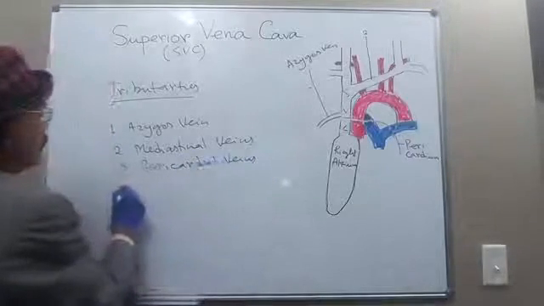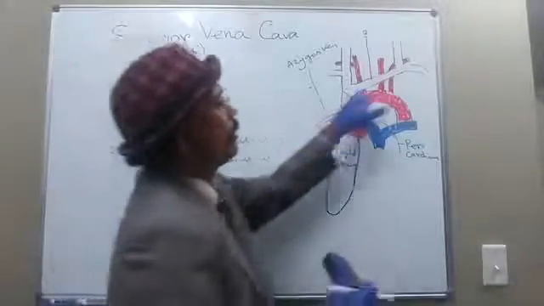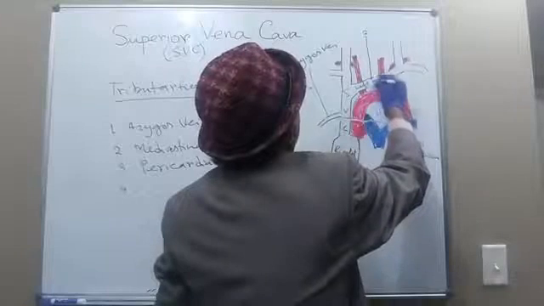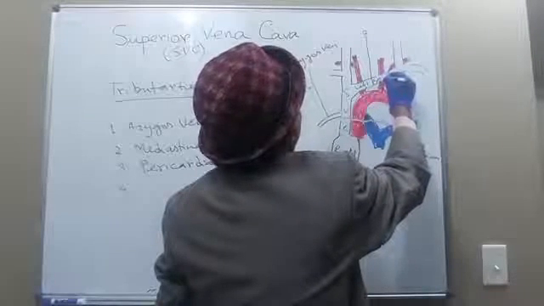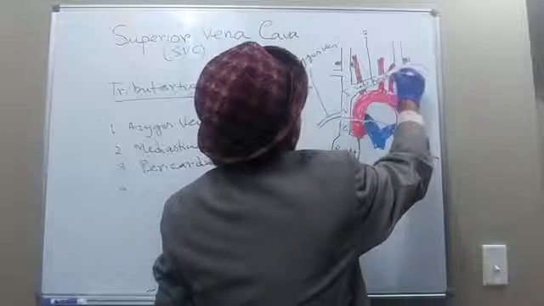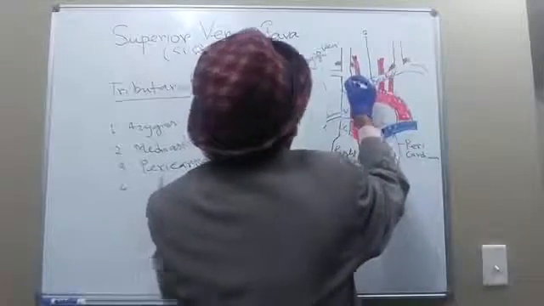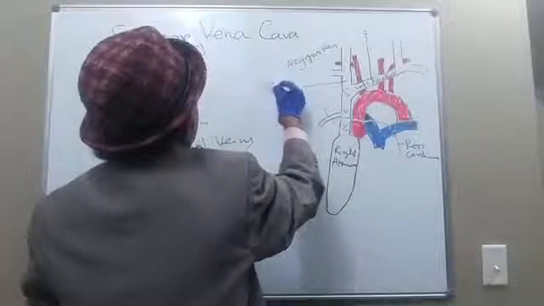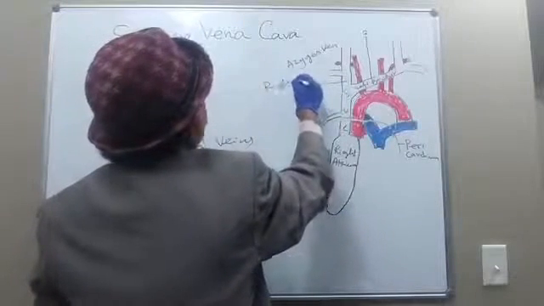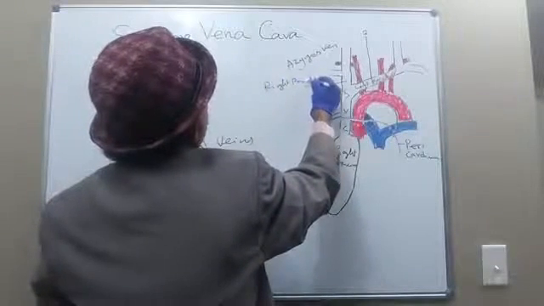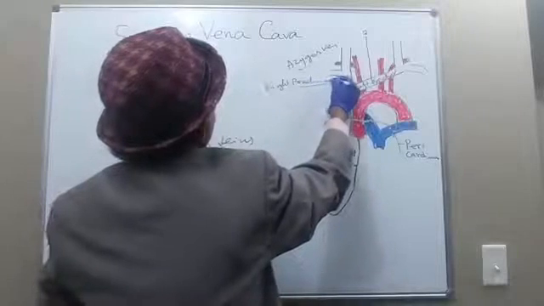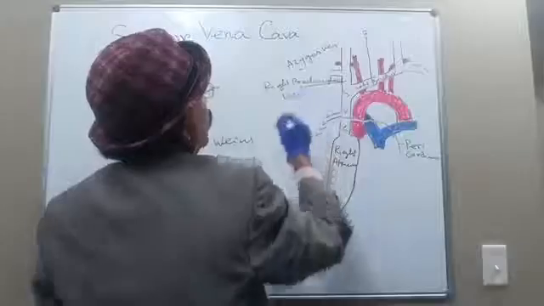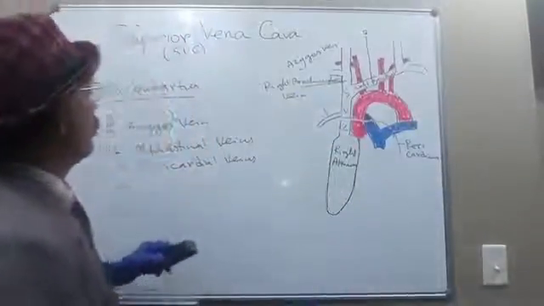Okay, and we have the formative vein. This is the left brachiocephalic vein. This is the right brachiocephalic vein. Okay. Left brachiocephalic vein, right brachiocephalic vein.